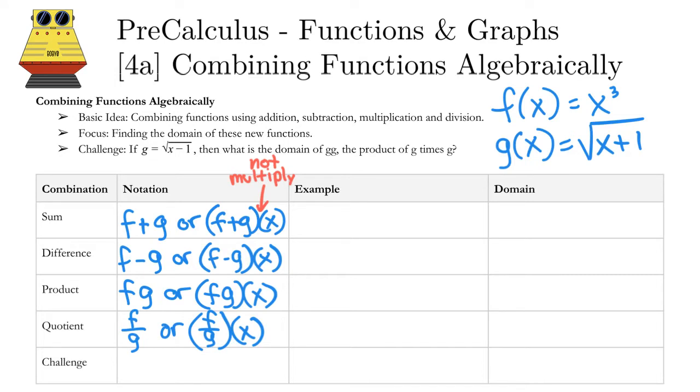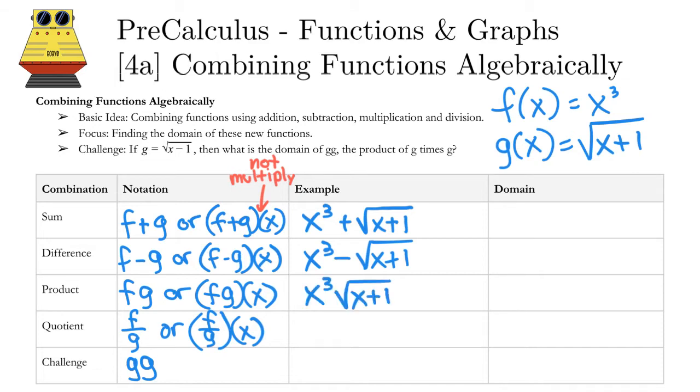And finally, here's our challenge. Let's see what happens when we multiply g times g. Okay, that's the notation. So let's look at specific examples using the 2 functions that I gave you. The sum f plus g would simply be x cubed plus the square root of x plus 1. The difference would be x cubed minus square root of x plus 1. The product is x cubed times square root of x plus 1.